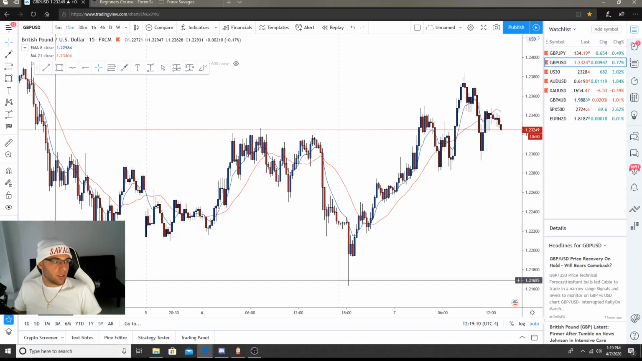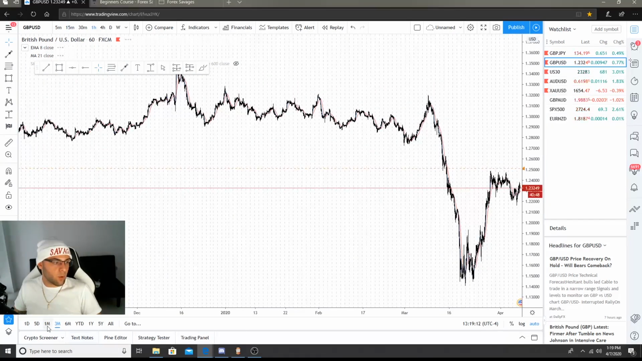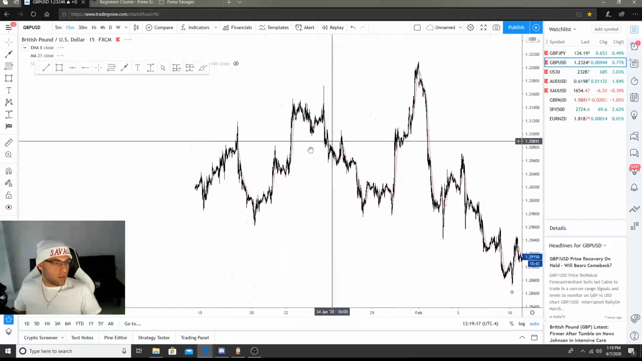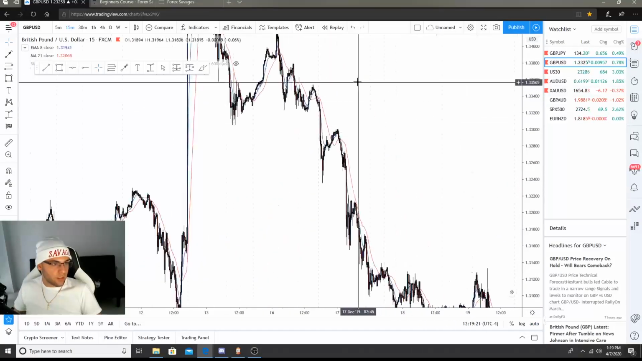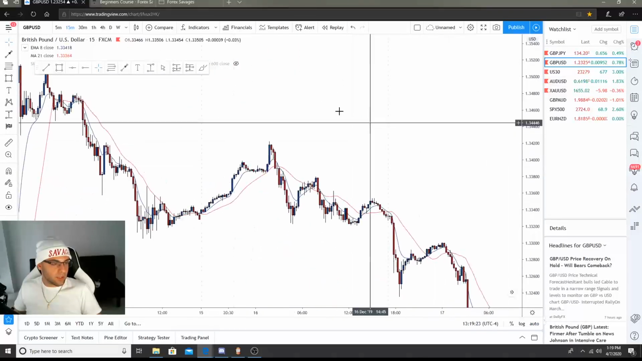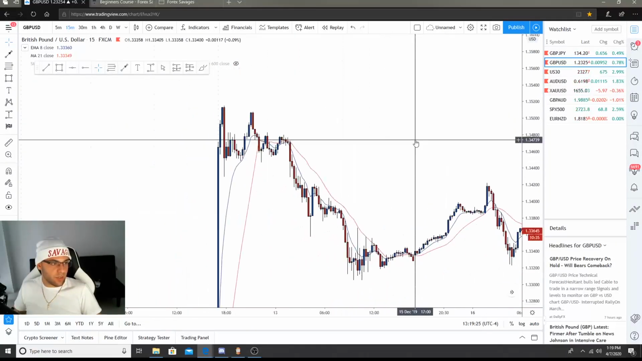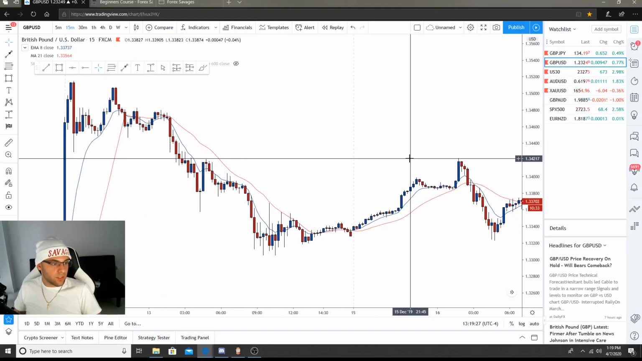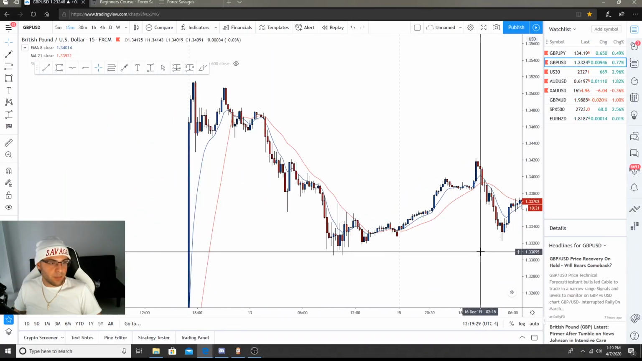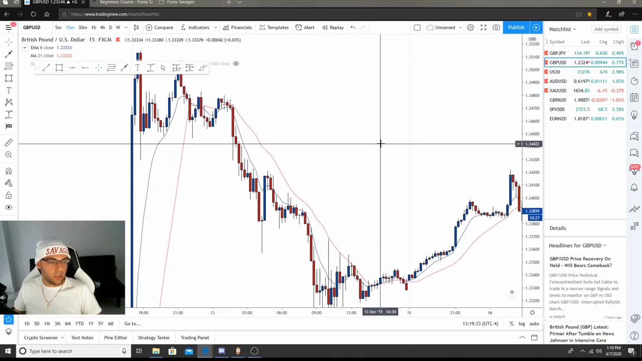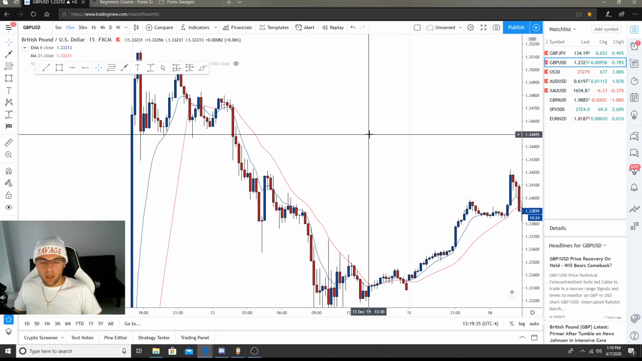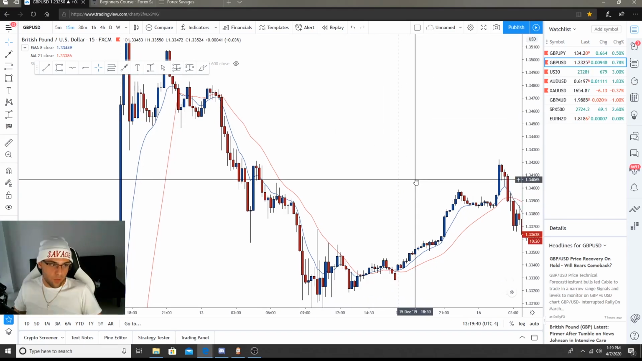So let's kind of go back. Let's go a little bit more far back. So look at this. Here, this is a nice little trending market. As you guys can see here, this is December. December was a really good month, actually. December was real beautiful. There was a lot of volatility, a lot of movement. It was just a really insane month.